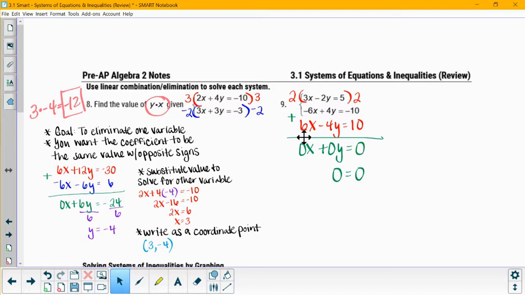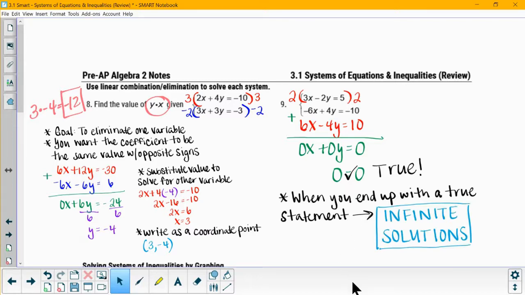Negative 6x plus 6x is 0x. 4y minus 4y is 0y. And negative 10 plus 10 is 0. So we ended up with a statement that said 0 equals 0. Well, that's true. And when something is true and we don't necessarily have a solution, meaning we don't get an x value and a y value, we have a situation where we end up with infinite solutions.